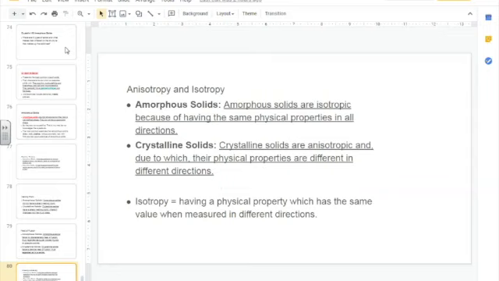Amorphous solids are isotropic, which basically means they have the same physical properties in all directions, whereas crystalline solids are anisotropic, which means their physical properties are different in different directions, and that's because crystalline solids have different sides and angles, whereas amorphous is the same all around.